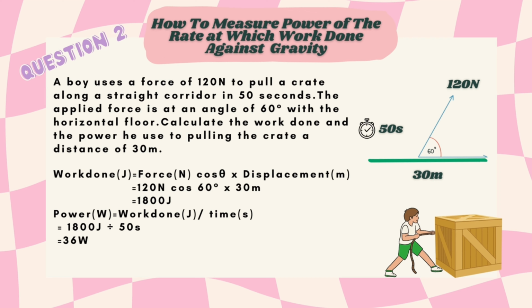Then calculate the power. Power is equal to work done over time. 1080 joules divided by 50 seconds and we get about 36 watts.